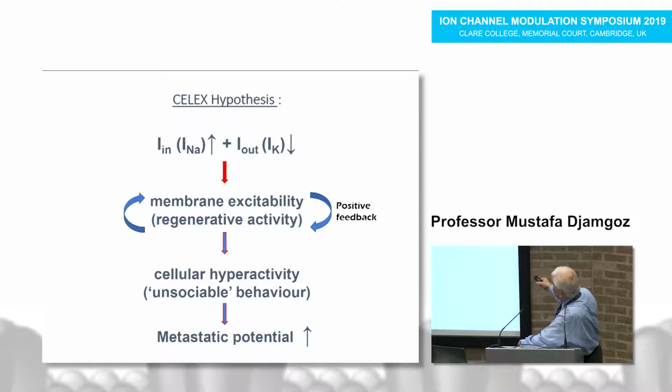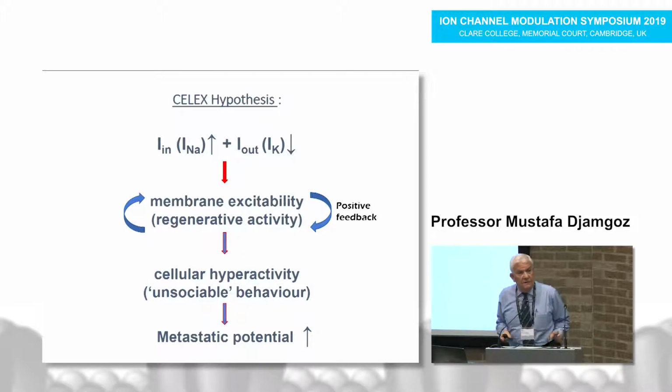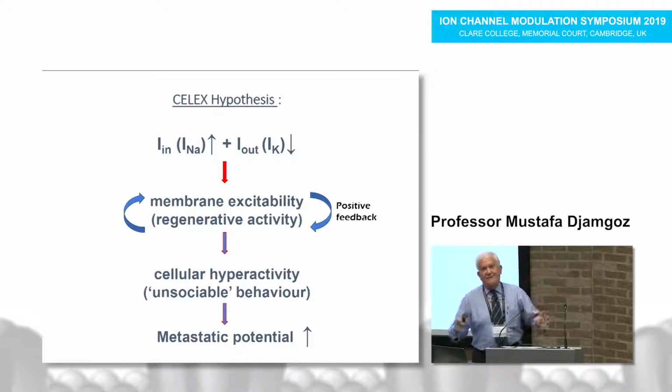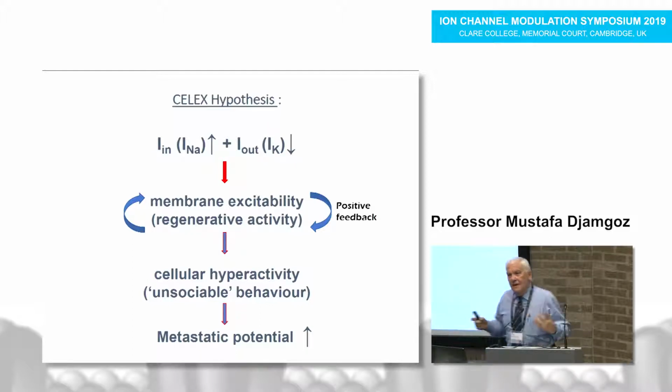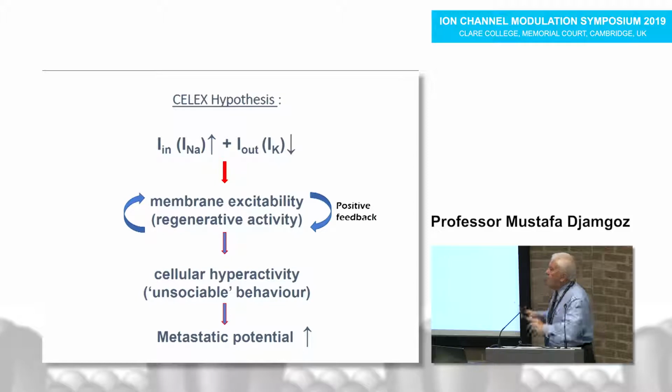This is regenerative because there's positive feedback here, and then it is this membrane excitability that drives the cells, that makes the cells hyperactive. And unsociable. And once they hit a blood vessel during this twitchy hyperactivity, they can spread anywhere they want. So it's a bit like epilepsy. You know, our vision of this complex metastatic process is like epilepsy. Cells become hyperactive in order to behave aggressively.